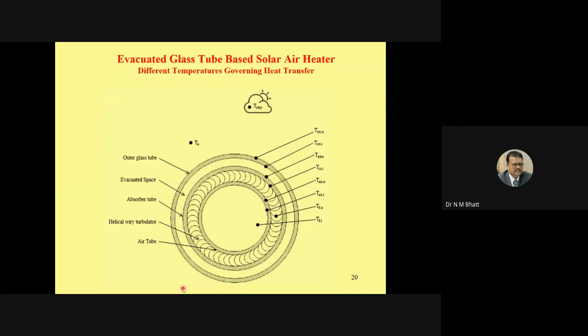Now, to understand the heat transfer, we need to understand the essential mode of heat transfer. So, of course, the solar radiation will be falling on this particular absorber tube after transmitting through this outer glass tube or the cover tube.